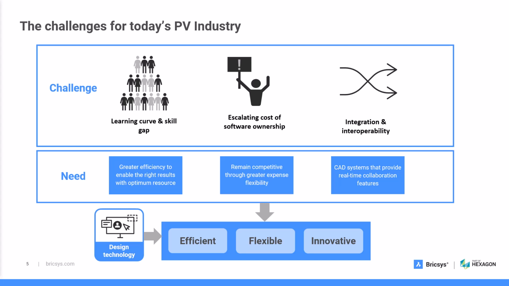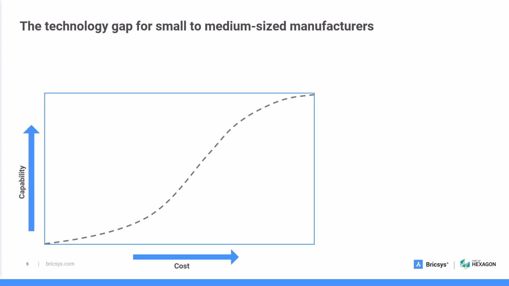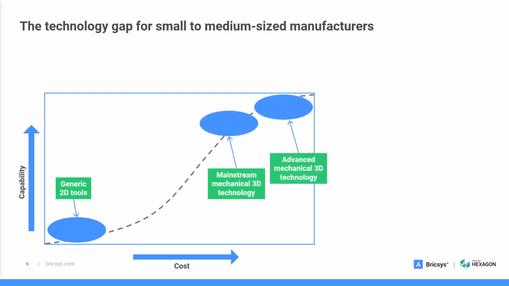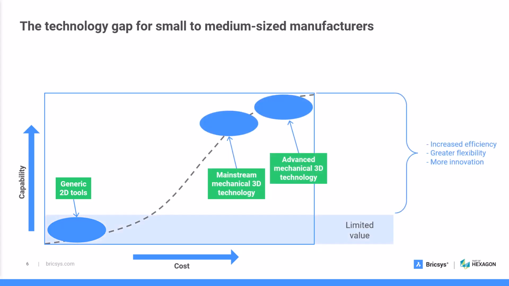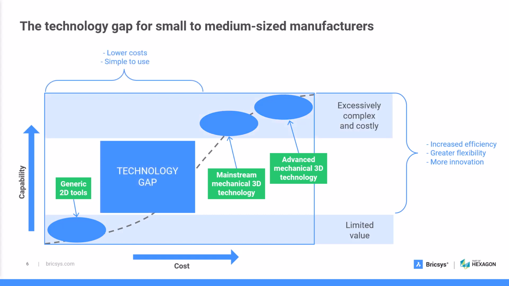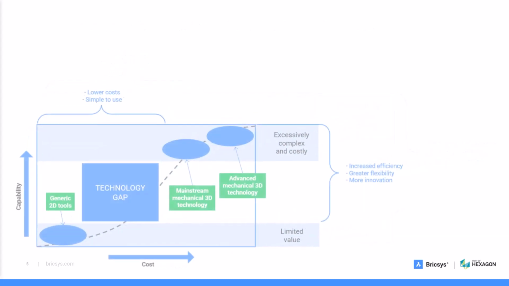BricsCAD is trying to close this technology gap. The technology gap in terms of software costs versus software capabilities. In the graph, if you see, the low-cost tools have very little to offer in terms of capabilities, whereas highly capable tools are extremely expensive, thus creating a huge gap with no one in the market providing optimized capabilities at an optimum cost. This is where BricsCAD comes in.